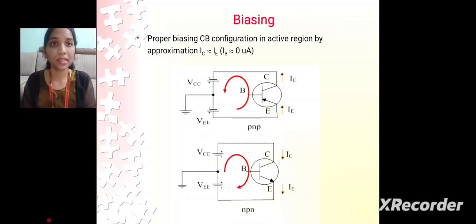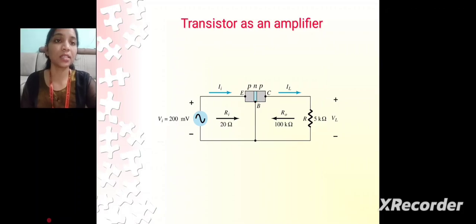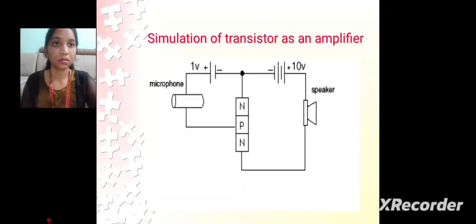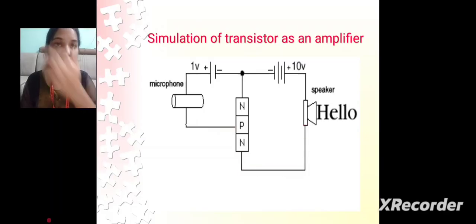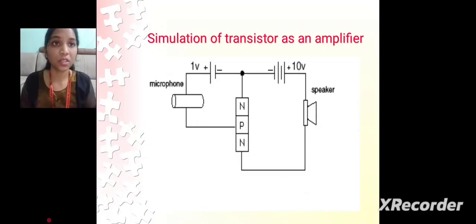Then, biasing. Proper biasing of CB configuration in active region by approximation: IC is equal to IE where IB is equal to 0 microamperes. Transistor as an amplifier. Simulation of transistor as an amplifier. We can see here the simulation of transistor as an amplifier.